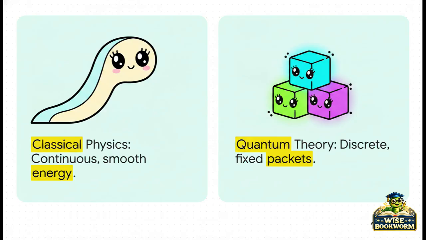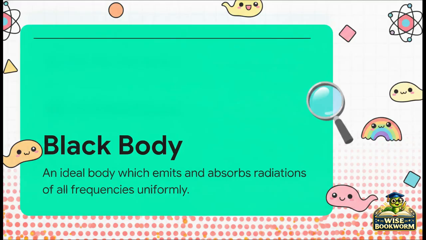But in the year 1900, Max Planck proposed a radical new theory, quantum theory. He basically said, actually, scratch that. Energy isn't continuous at all. Instead, he suggested it is absorbed or emitted in discrete, fixed packets called quanta. And Planck didn't just guess this out of thin air.